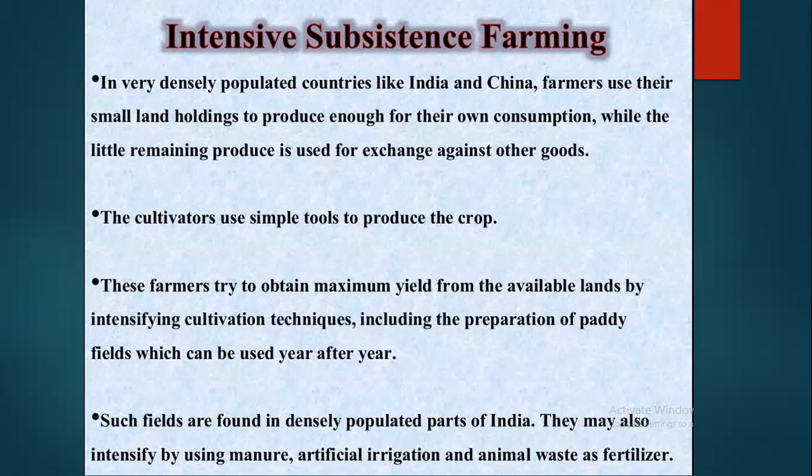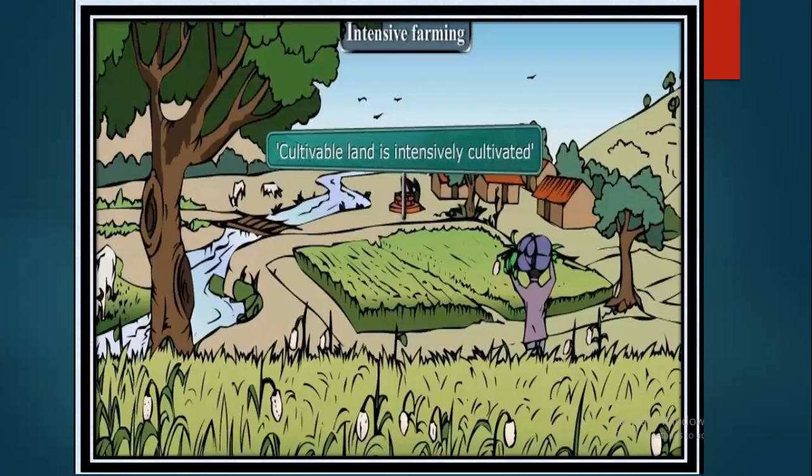Intensive subsistence farming, we can say, is mostly done where densely populated countries are there, like India and China. Here the farmers have very small land holdings. So they only produce enough for their own consumption, and whatever the remaining produce is, they use for exchange against other goods. Whatever they need for their family, they produce that much because they have very small land holdings. They don't have big land holdings of hectares and hectares so that they can give it to the market also.